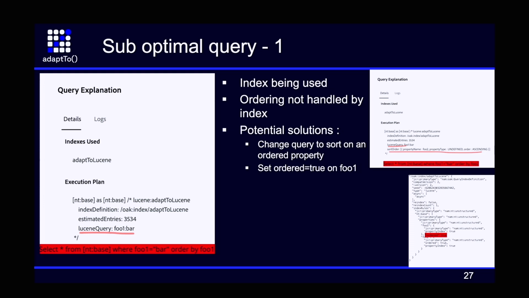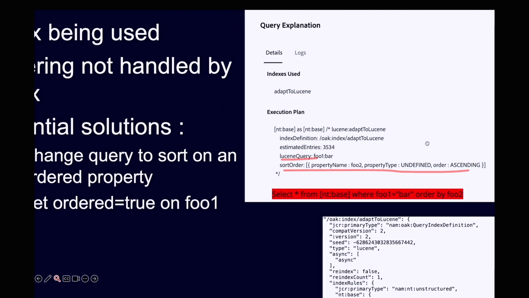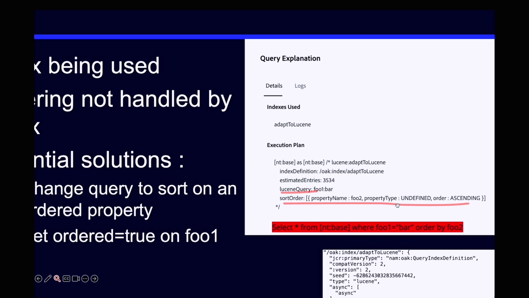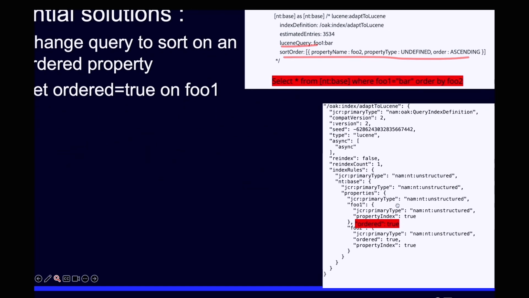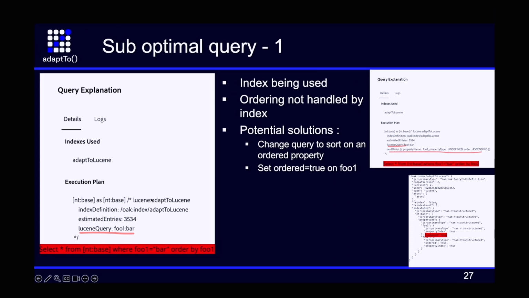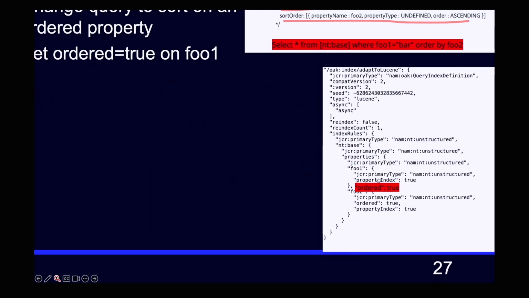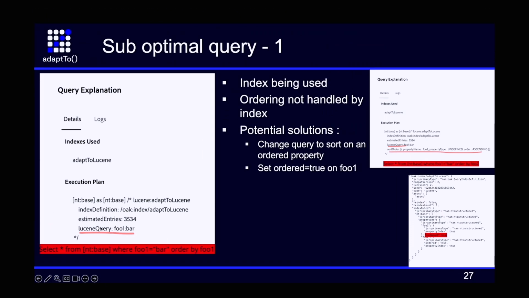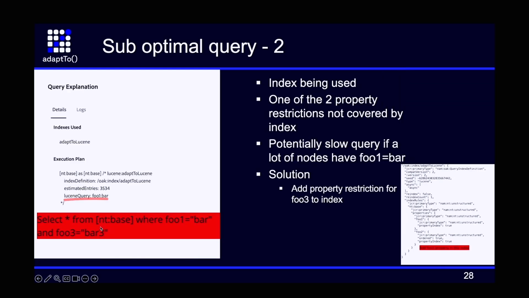What are the potential solutions? As I mentioned earlier, we should first try to change the query. So I already know that I have a property called foo2, which is already ordered. So could I do that? If I change the query, I can just run through the explain tool and see that, okay, it works. But if my business requirement is as such that I only need to order by foo1, then I'll just need to add this ordered is equal to true on the foo1 property and then reindex, and things would work well then.